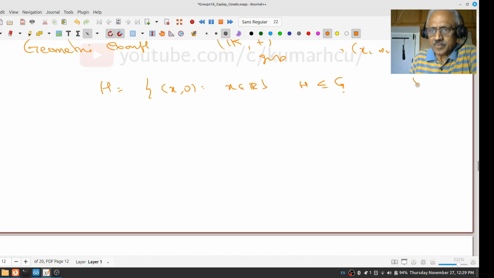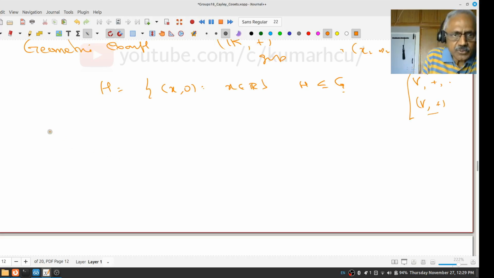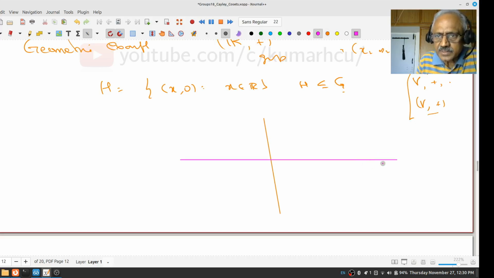Remember, whenever V is a vector space, it has two operations. If I look at only this pair, then this is the abelian group. We had already seen it. I am just looking at a special example, right? Now let us try to think of this geometrically. This I will draw in a picture. This is my H, which is y equal to 0, right?